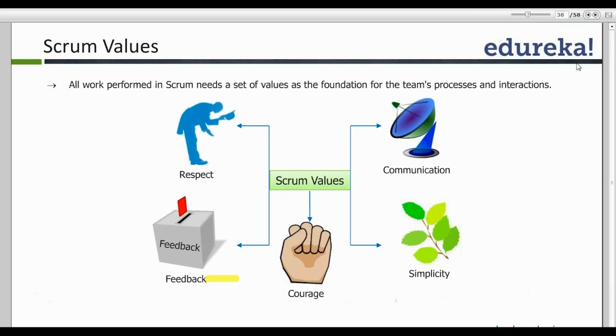Respect is respect for the team members. Communication is making sure that we are communicating with our team members at regular intervals. Simplicity means keeping things simpler. Then we have courage. Courage is the ability to challenge or to suggest some innovative practices. Feedback is giving feedback to the team members. So all these are my core Scrum values.